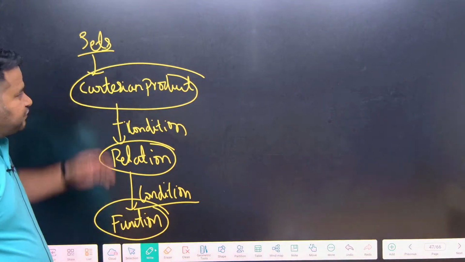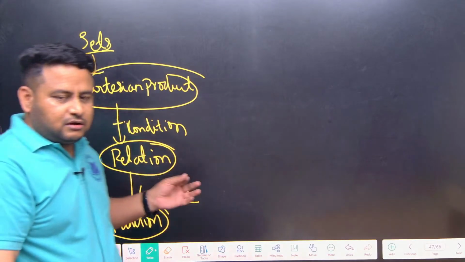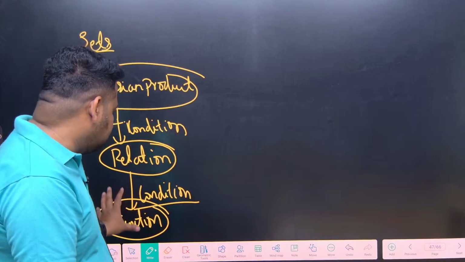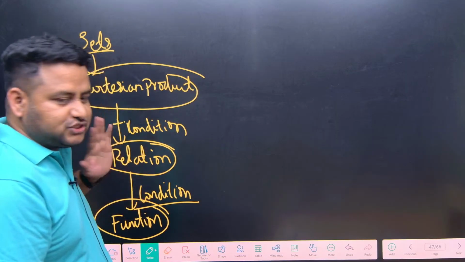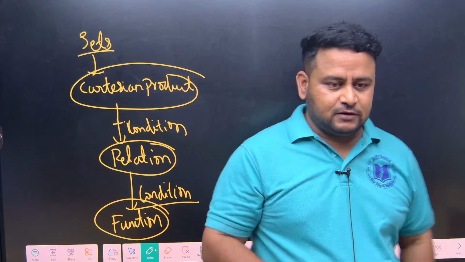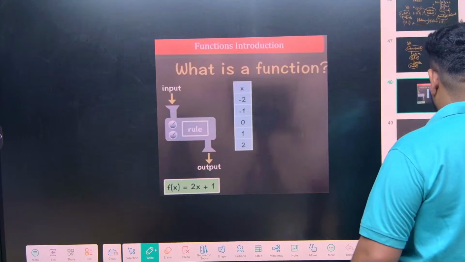Understood? So from sets arises the concept of function. That's why function is called an ordered pair of sets. Ordered pair of sets of A, B we call it. So this is the concept of functions. Again in simple terms I will tell what a function is. Now see here.